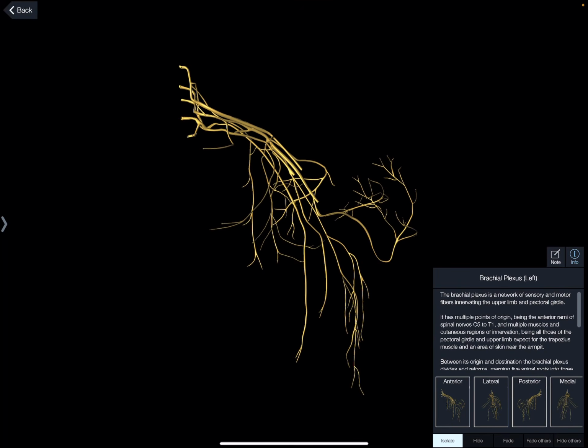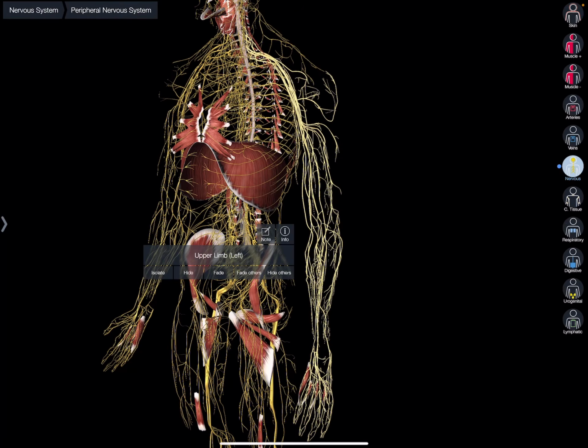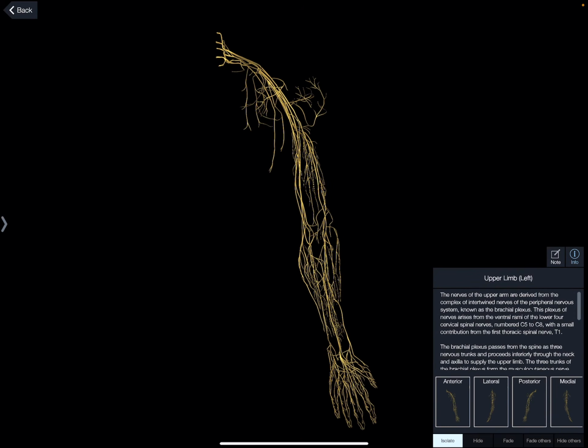So the brachial plexus is important because it innervates the arm, so the upper arm, the lower arm, the wrist, and the hand and the digits. And you can see only a couple of branches here, so I think it would be best to just look at the entire upper limb to show you exactly how important it is. You can even see that outline of the hand there. It's beautiful.